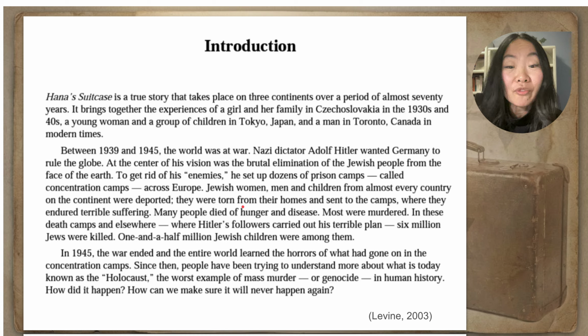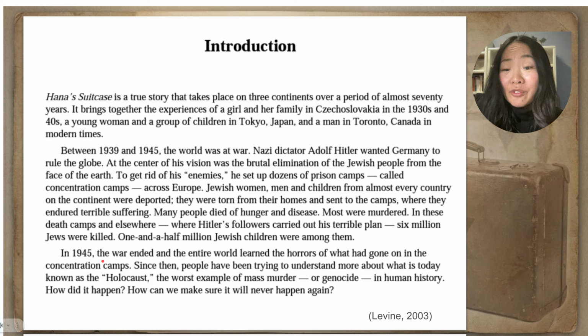They were torn from their homes and sent to the camps, where they endured terrible suffering. Many people died of hunger and disease. Most were murdered. In these death camps and elsewhere, where Hitler's followers carried out his terrible plan, 6 million Jews were killed. 1.5 million Jewish children were among them.